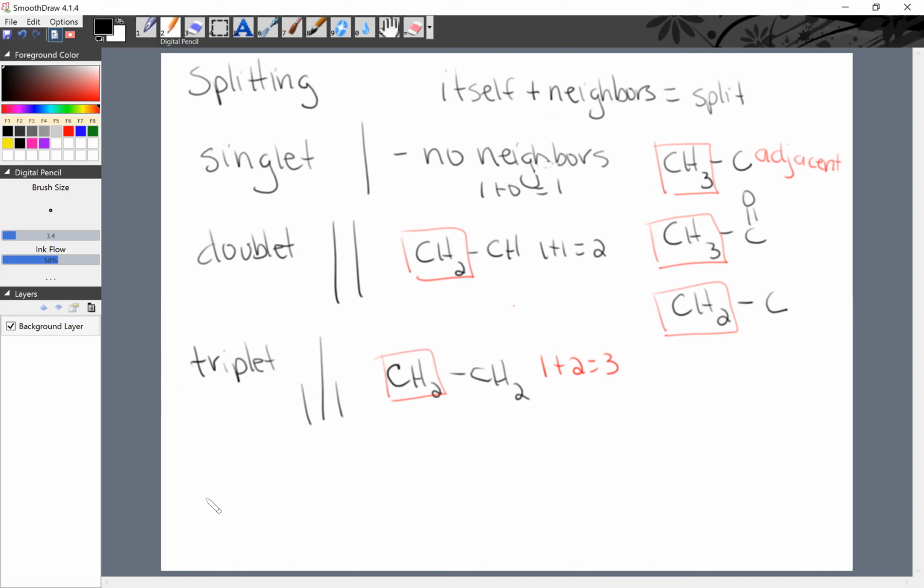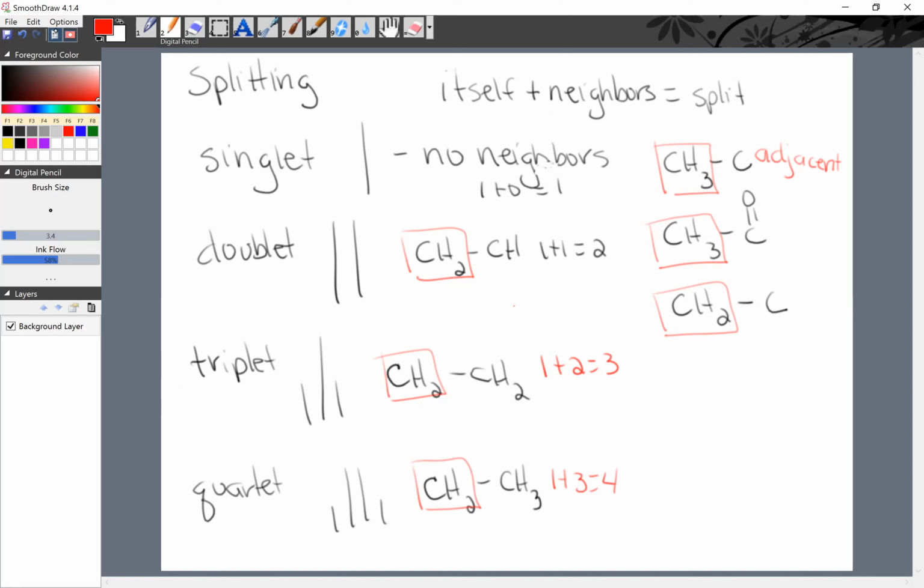A quartet would have two roughly the same size in the center and then two smaller on the outside. And it's very important to look for that symmetry because it'll help you tell the difference between a triplet and a quartet when the spectra aren't very pretty anymore. So this would be a CH2 next to a CH3. Again, this is the one that made our peak, and it has three neighbors. So 1 plus 3 equals 4.